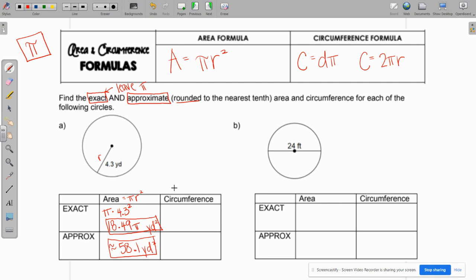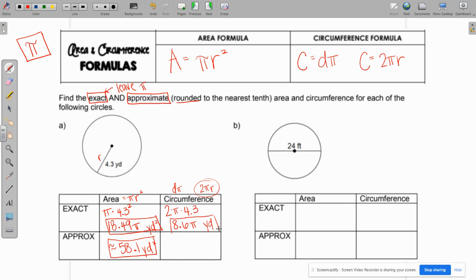Now circumference is either diameter times pi or it's 2 pi r. So since we're given r, I'm going to go ahead and use this one. So the circumference is 2 times pi times our radius, which is 4.3. So we want to leave pi as part of our answer. So I'm going to go ahead and multiply 2 times 4.3, which is 8.6. So 8.6 pi is going to be the exact circumference of our circle. So 8.6 pi yards would be our exact answer.